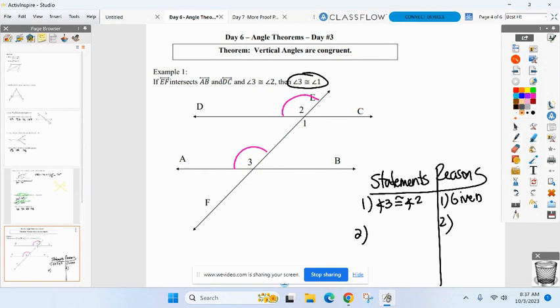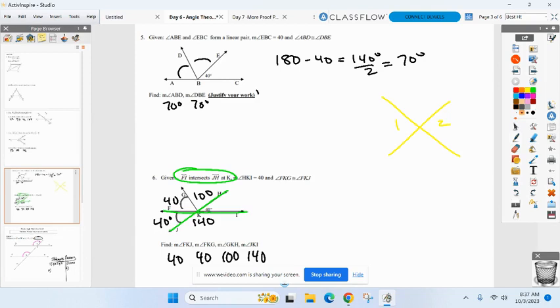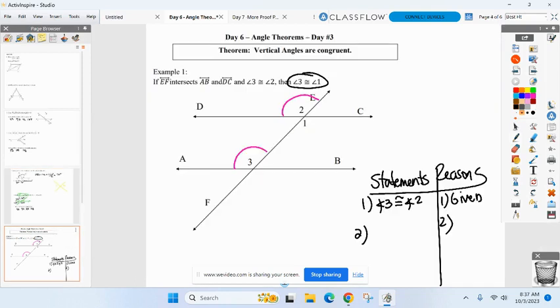We just went over a whole bunch here. They're opposite each other, formed by two intersecting lines. What do we call them? Vertical angles. And what do I know about them now from the homework? They're congruent. And that's the big fact for today.